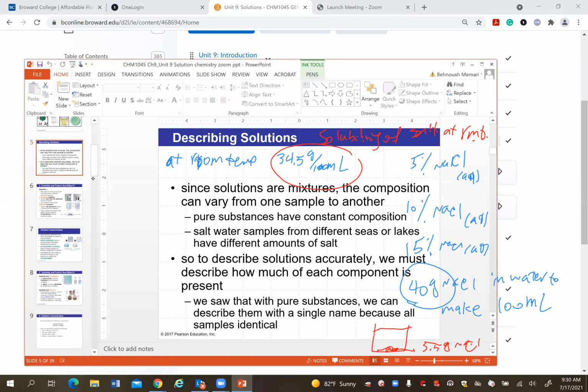So we know about the solution. We know that it's going to have variable composition. Pure substances have constant composition. That means when you say pure water, it is only water and it has only water molecules. Anywhere in the container that you reach is water molecules and it's a pure substance, so it has a fixed composition. But if you have a mixture of salt water, you could have different concentrations.